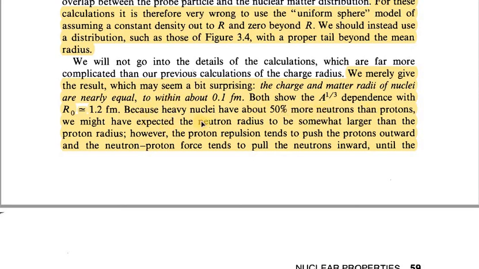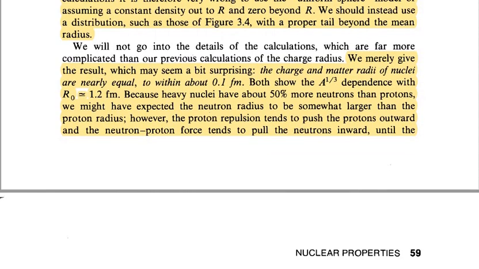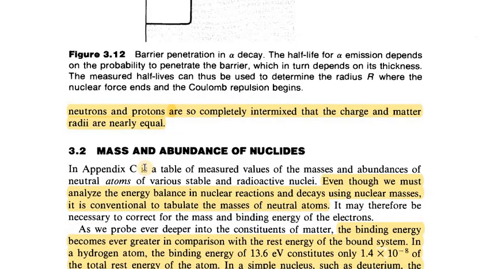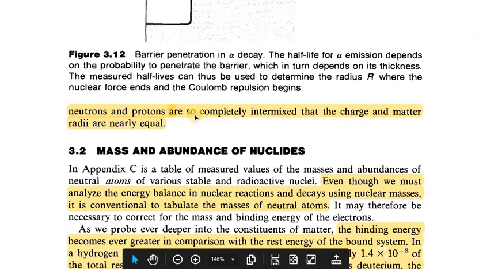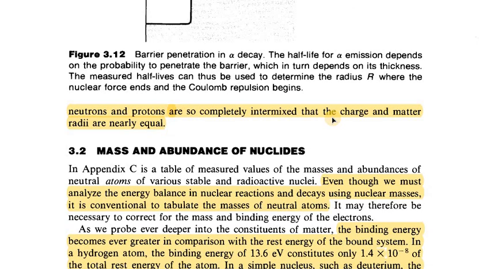We might have expected the neutron radius to be somewhat larger than the proton radius. However, the proton repulsion tends to push the protons outward, and the neutron-proton force tends to pull the neutrons inward until the neutrons and protons are so completely intermixed that the charge and matter radii are nearly equal.